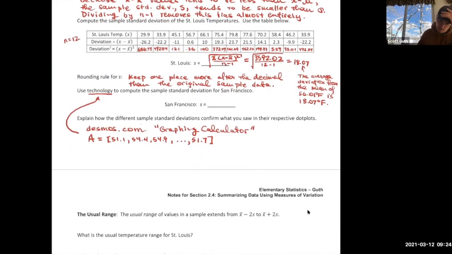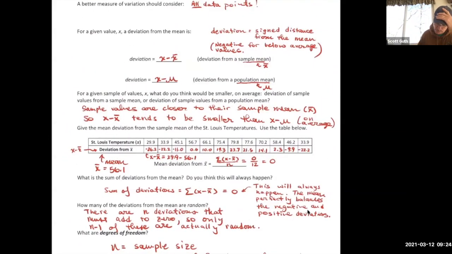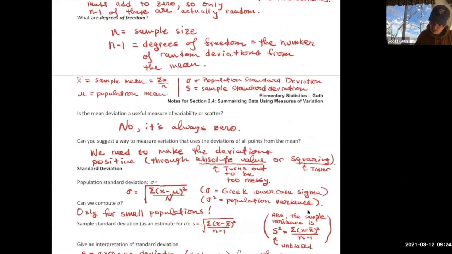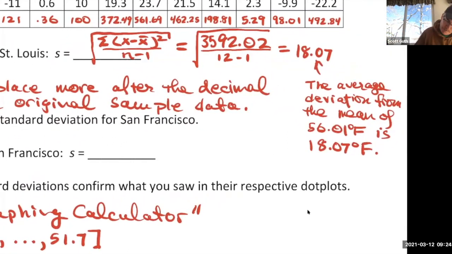First of all, we think there's a mistake. It was 56.1. Thank you, Nahimana. That was the mean for the St. Louis temperatures. So let me put that in. What we're referring to is right here. I wrote 56.01. So that's the mistake.